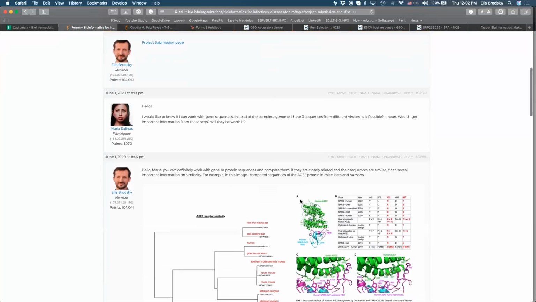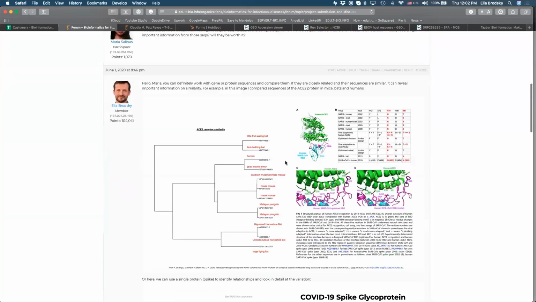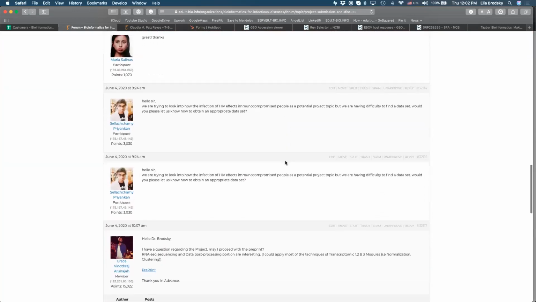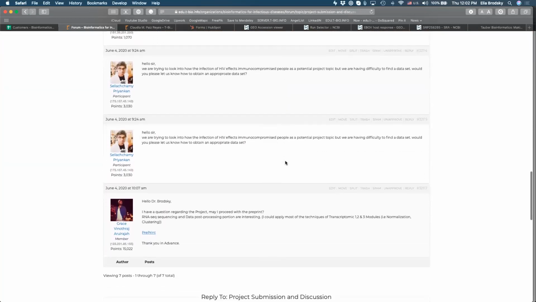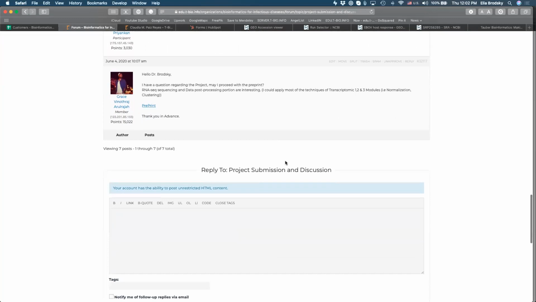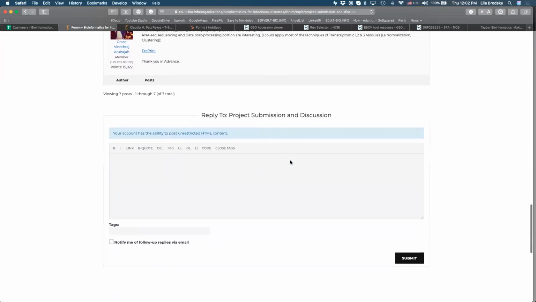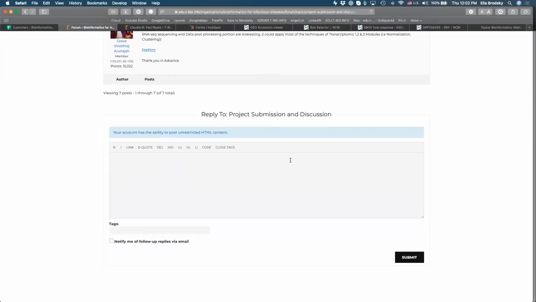And we then review that form and we answer any questions, and we make sure that the project is feasible and has the data that is required to conduct that kind of analysis, etc. And ultimately, you'll be able to start working on that project.